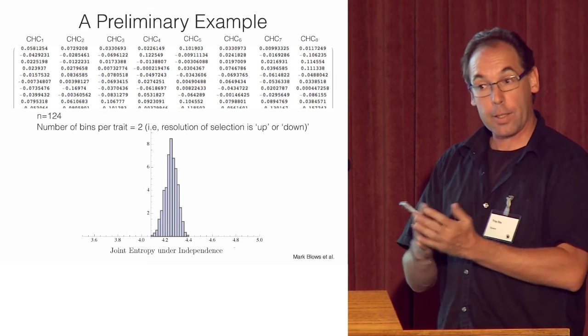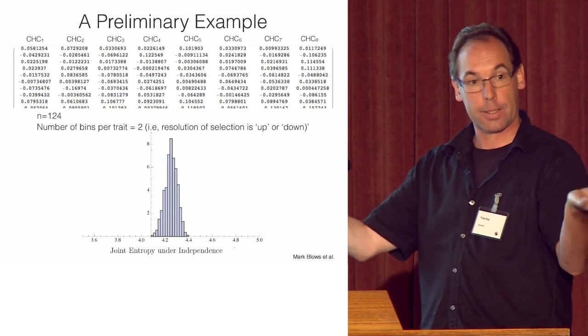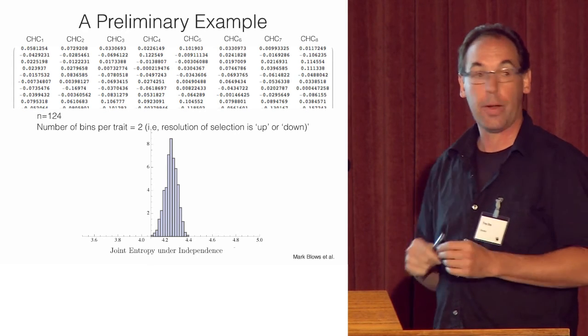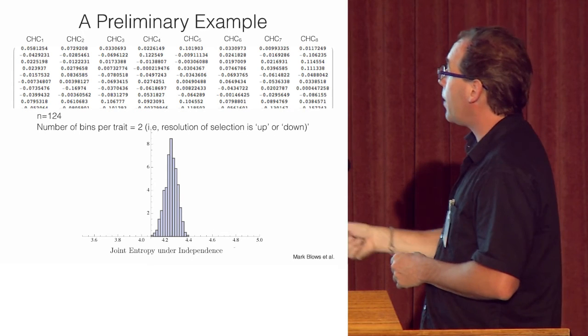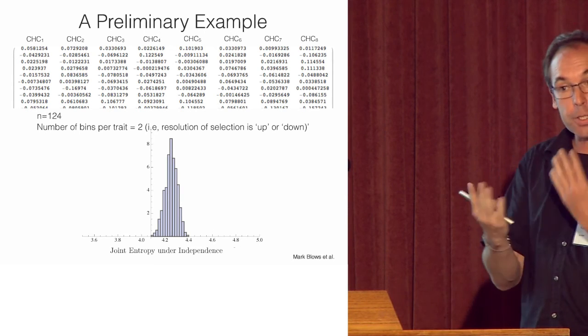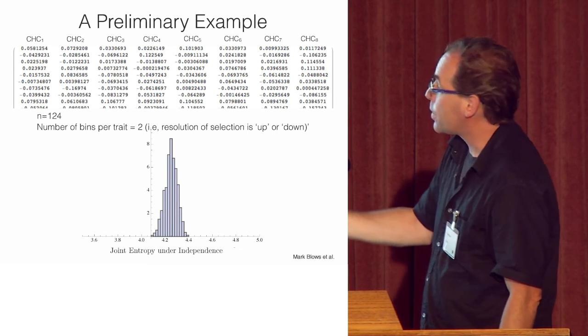If they're independent, the joint entropy should be the sum of the marginal entropies. That's the biggest I could expect this information entropy to be. If there's any dependencies, I'd expect it to be smaller. So I do that a bunch of times, and I get a distribution, which is the null distribution under independence. If these traits really were independent, the joint entropy should follow this distribution here.